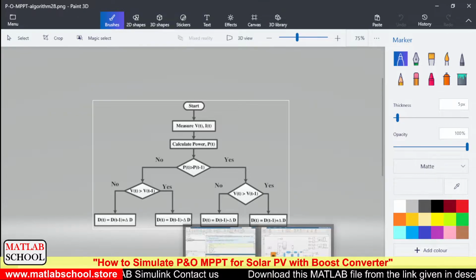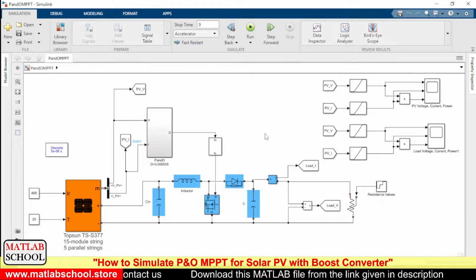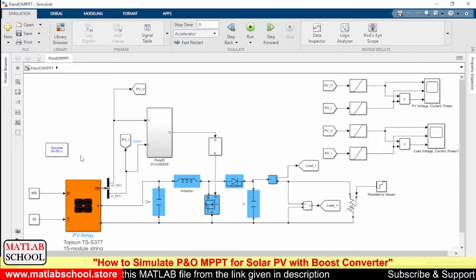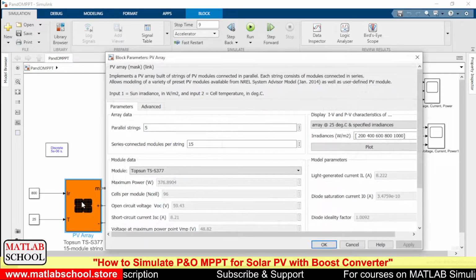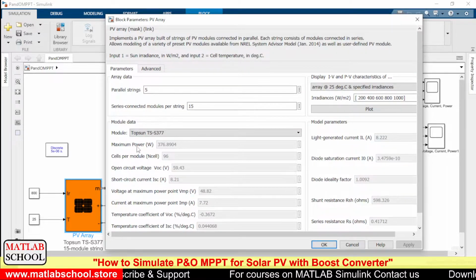So let us look into the simulation. This is the model that we have now, and this is the PV panel. Let me open this PV panel. I have chosen this PV panel. You can see the maximum power of the single panel, cells per module, open circuit voltage, and short circuit voltage. I have used an array. This array has 5 parallel strings and 15 series strings.